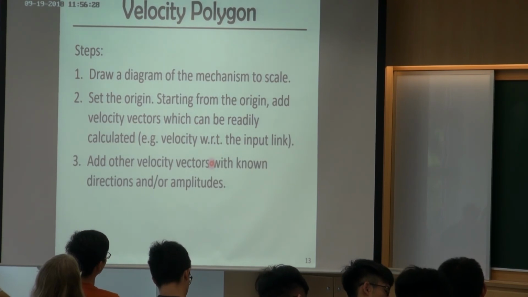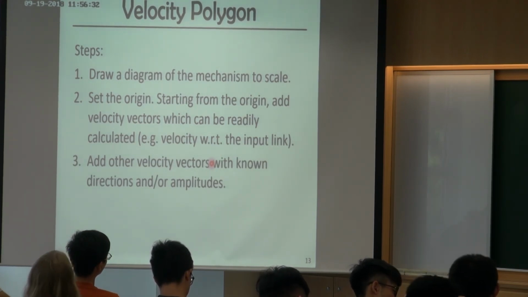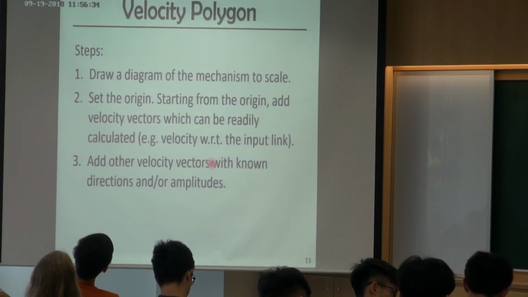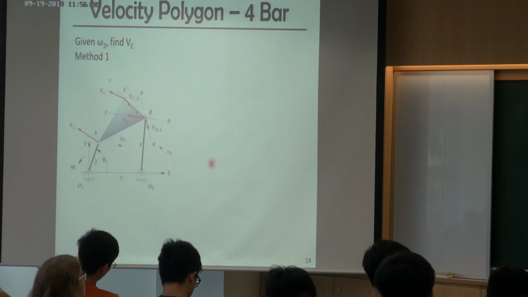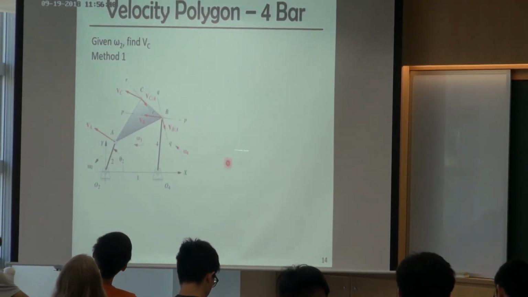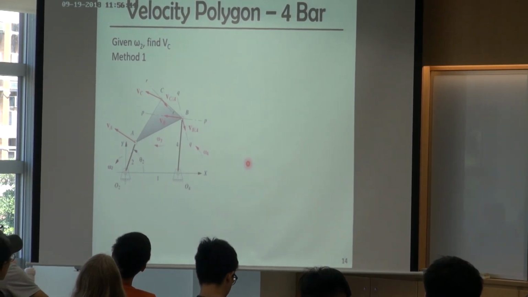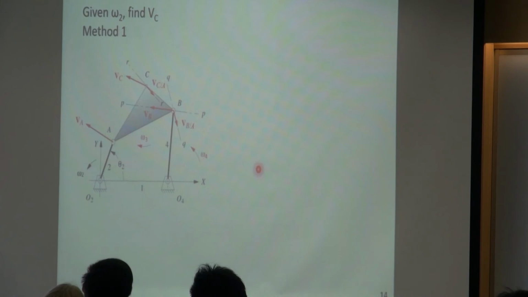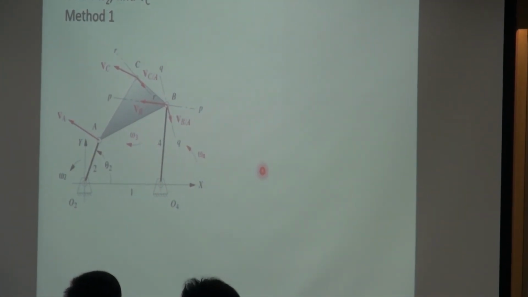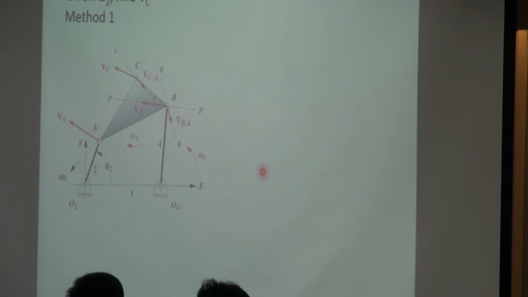And another velocity vector with known direction and/or amplitude. You may still be confused for now, but let's take a look at this example. I think it will be clear once you understand this example. So suppose we have a 4-bar mechanism, and we are going to use a velocity polygon to help us find the velocity of the output or a certain point of this linkage.